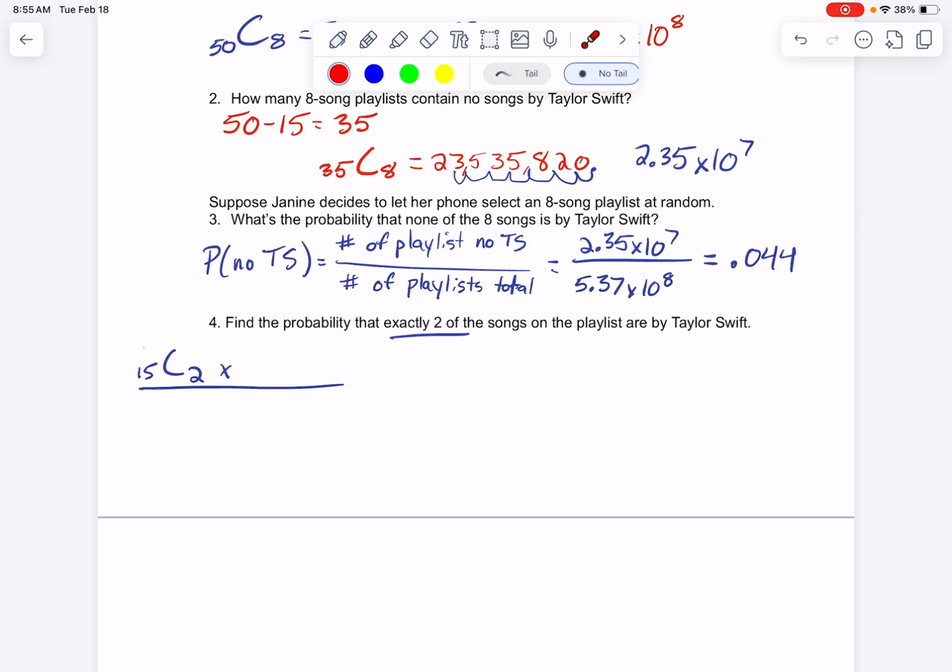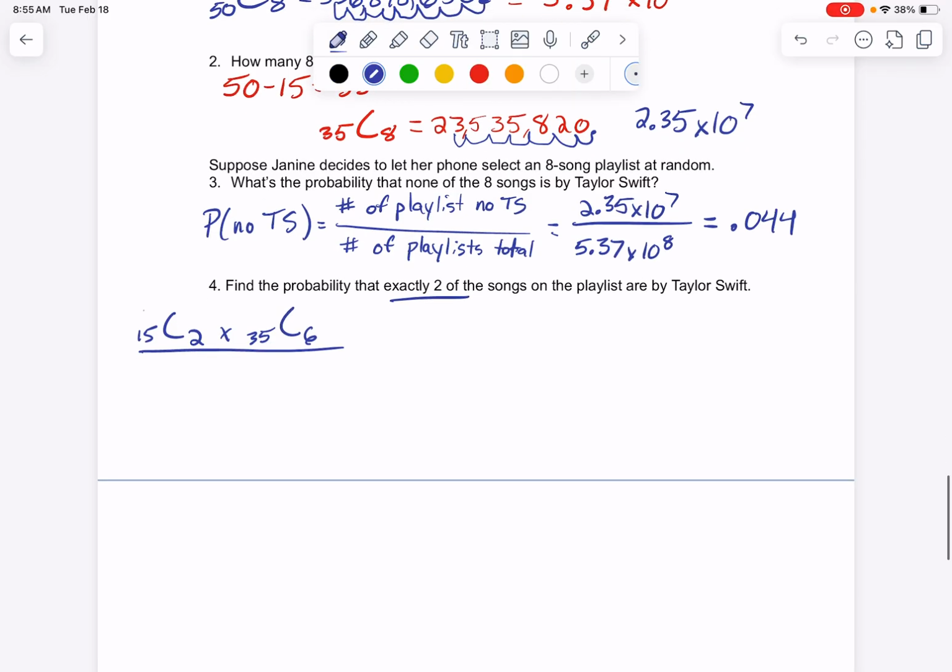So as we talked about earlier, there are 35 different songs with no Taylor Swift, and we need an 8-song playlist. We've already used 2, so that means we're choosing 6 out of the 35. On the bottom, we're just going to leave this as 50 choose 8. And your calculator will take this. You do not have to find what these numbers actually are.